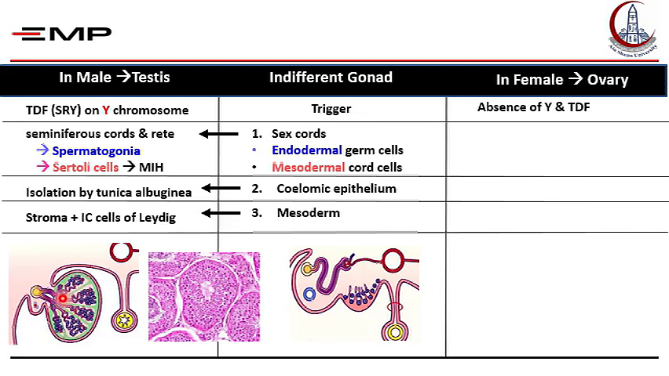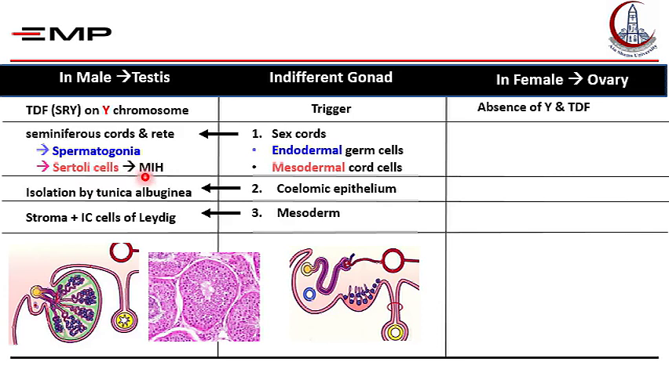These cords remain solid till puberty, where they become canalized together with the rete testis and establish communication with the mesonephric tubules, which will form the vasa efferentia. Each seminiferous cord or seminiferous tubule is made of two types of cells. The endodermal germ cells will form spermatogonia. The mesodermal cord cells will form their supporting cells or nourishing cells called Sertoli cells.